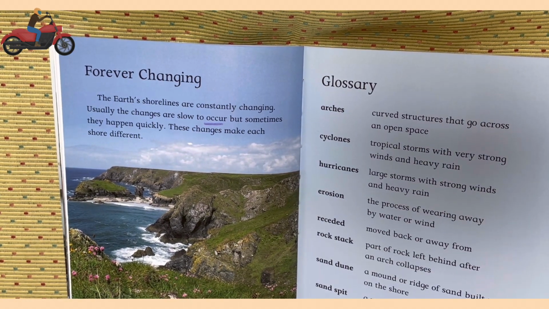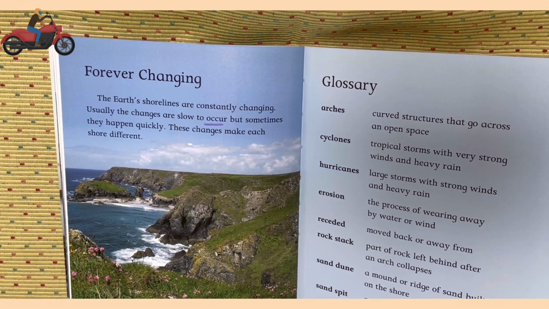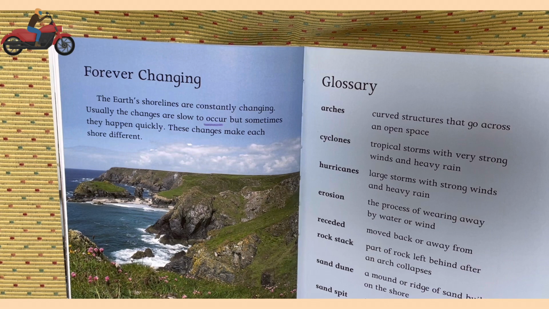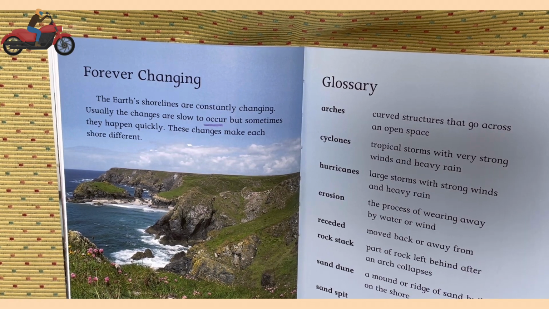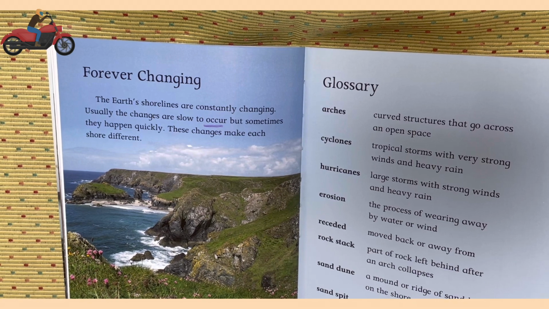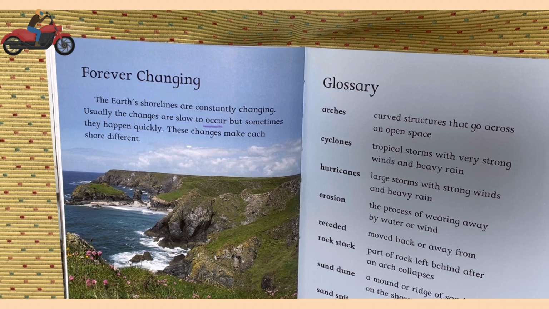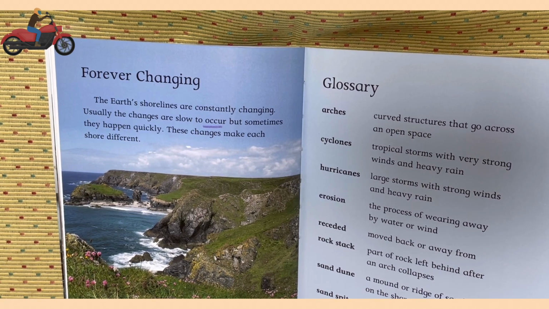Arches: curved structures that go across an open space. Cyclone: tropical storms with very strong winds and heavy rain. Hurricanes: large storms with strong winds and heavy rains. Erosion: the process of wearing away by water or wind. Receded: moved back or away from.